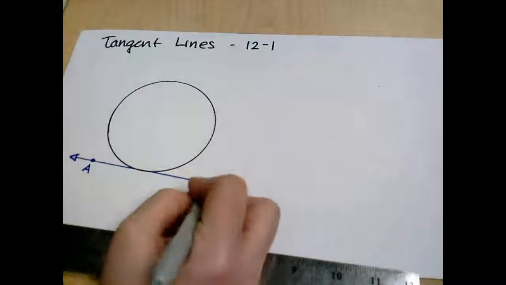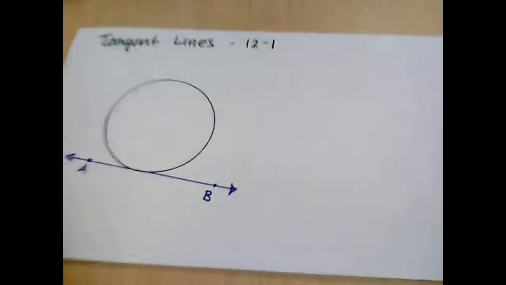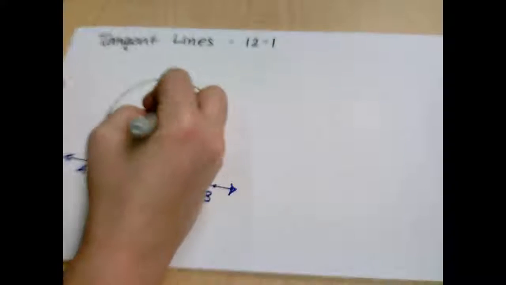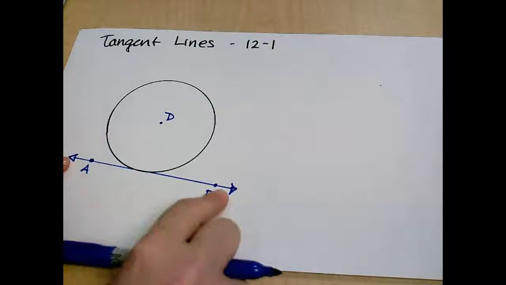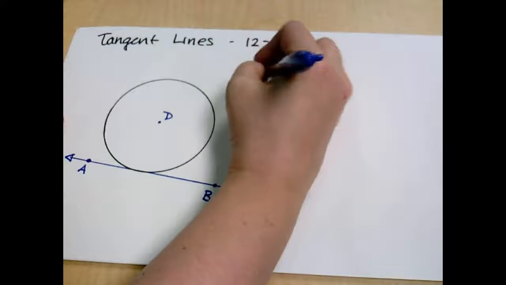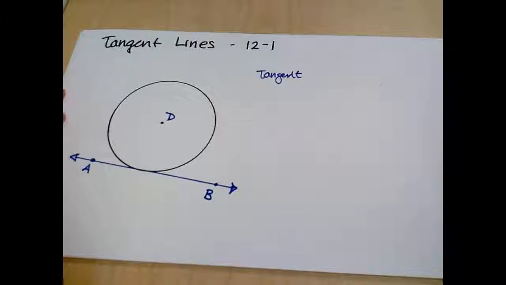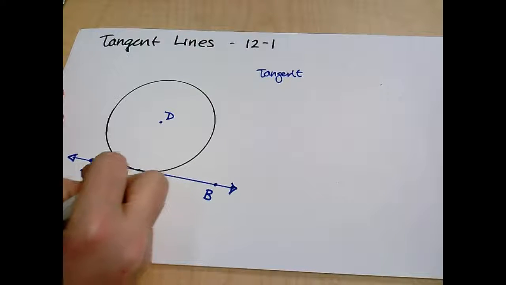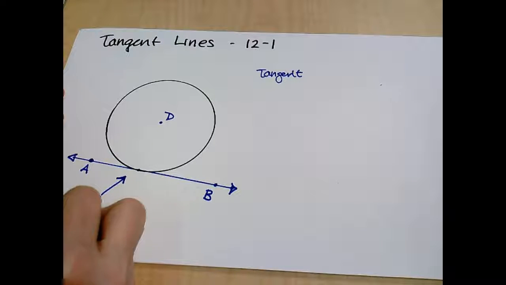As always, let's give them some good names. This is my circle, and it's called circle D. So this circle gives us a tangent line, here A to B. And this is called, like we said, a tangent. It has to touch that circle in one place and one place only. The second thing that we should be worried about is this point right here, and we call that the point of tangency. I know, fancy, right?